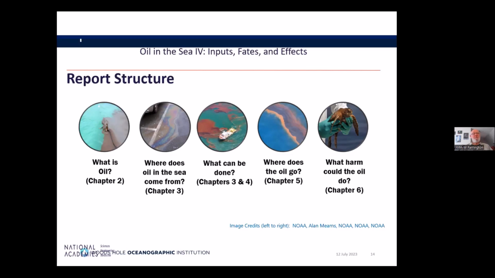Chapter 2 deals with what is oil. Chapter 3, where does the oil come from? What can be done is the response aspects, and some aspects of the response are at the end of Chapter 3, but mostly in Chapter 4. Where does the oil go? Fates. And what harm could the oil do? Effects, including effects on humans and human communities.